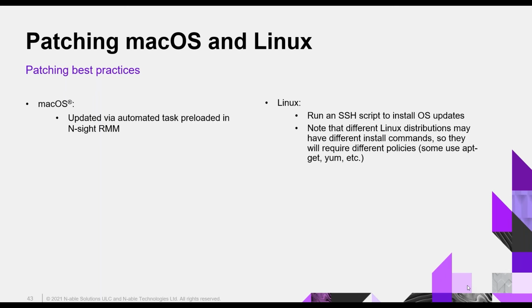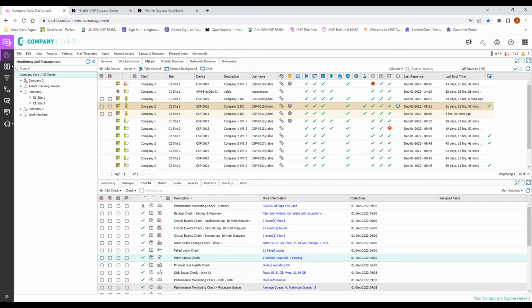If you guys do script for Linux boxes, I'd love to hear about it. I'd love to see it because I'd love to, honestly, steal it and put it inside the automation cookbook, right? Anybody working that closely with Linux tends to know Linux very well, and I would love to take some of your expertise. Okay, I will openly admit I'm not a good Linux user. So anything that can help me and the other MSPs inside this organization get better with Linux, I will happily take. Okay, but Mac is done by an automated task that's been preloaded inside N-sight RMM.